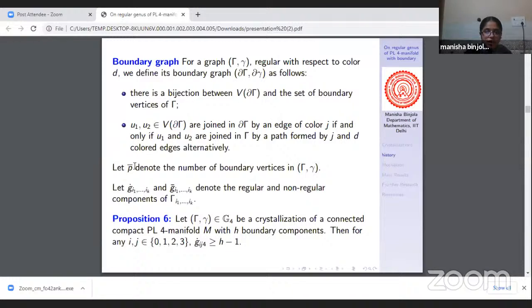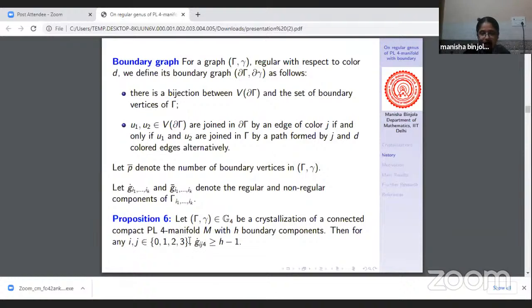And again, notations: P bar denotes the number of boundary vertices, and the G dot suffix denotes the number of regular components, and the G bar suffix denotes the non-regular components of gamma with the same suffix as that of G dot. Now, the next result is, if gamma is a crystallization of a 4-manifold with H number of boundary components, then we have G dot ij4 greater than or equal to H minus 1.